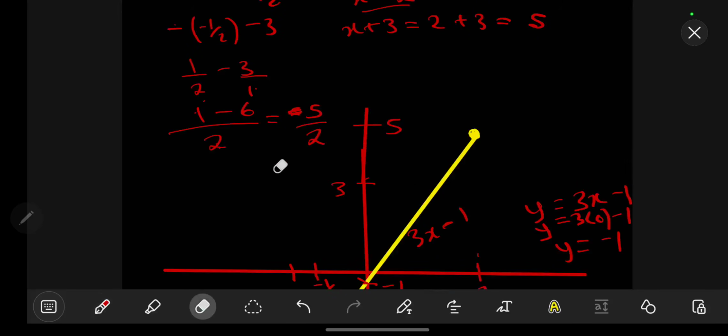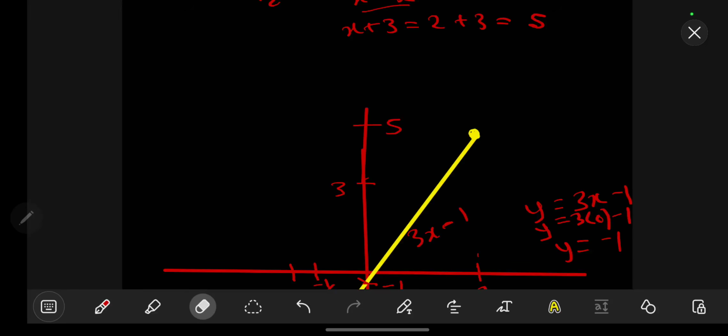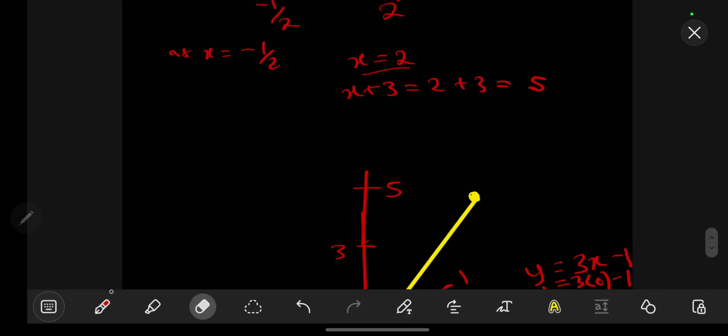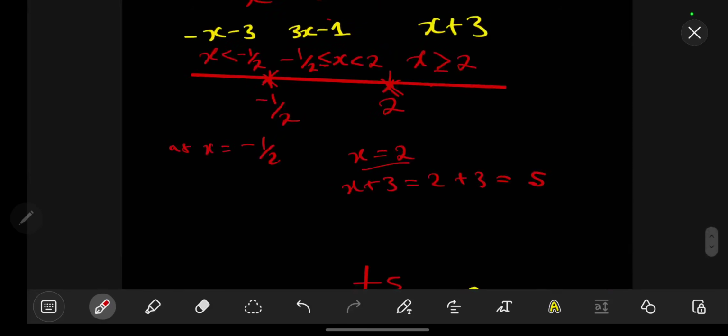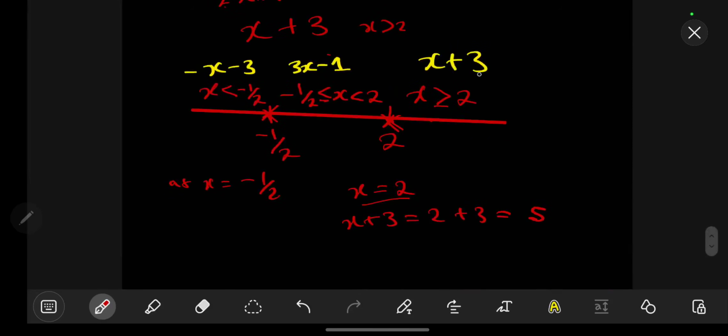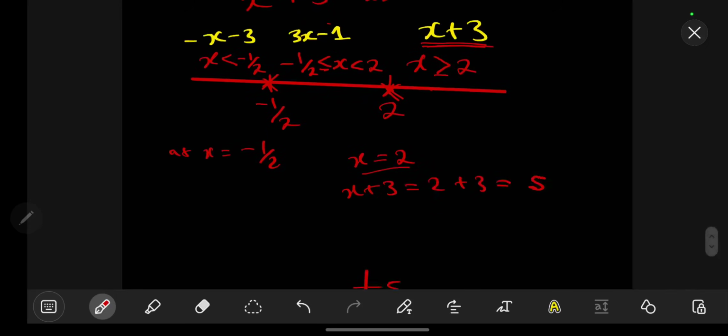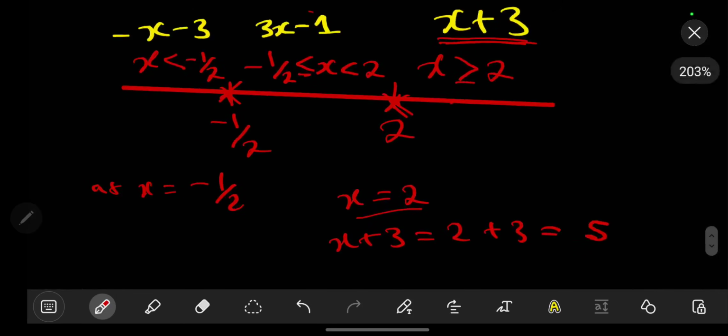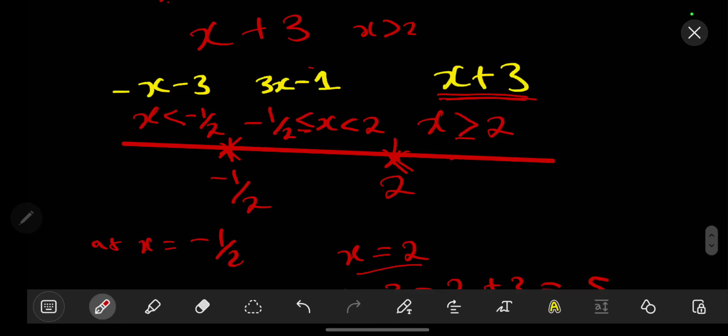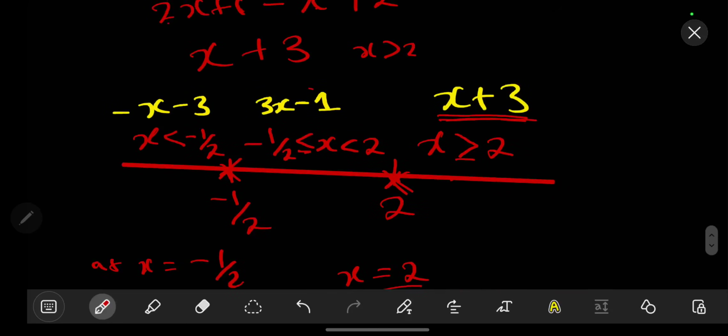If you look at the next one, what we have is this. We are going to have the equation x plus 3. Because we have already used 2, it means we have one coordinate. Now we need another. So what we are going to do is set this equation equal to 0 again to see where it crosses the y-axis.